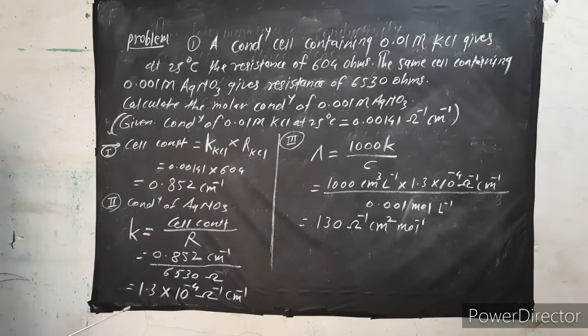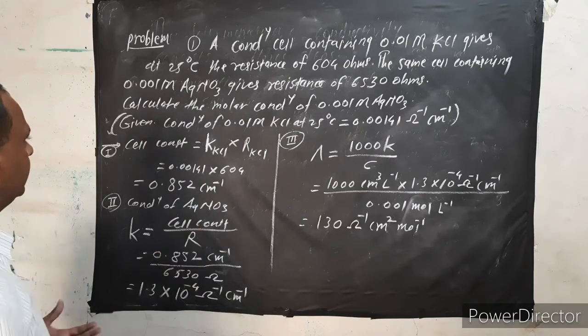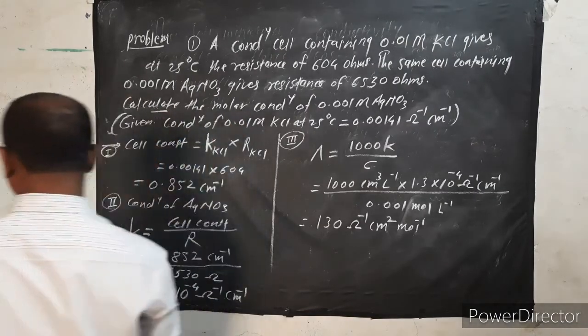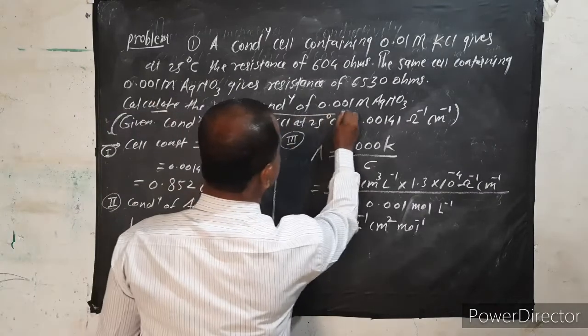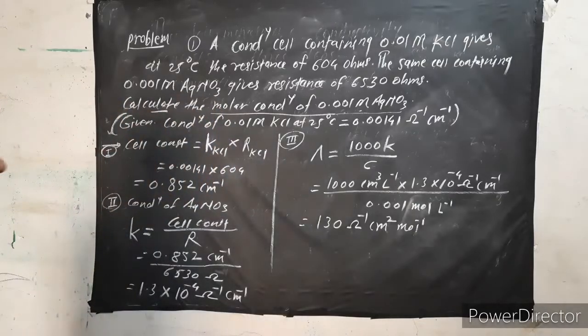Now, we have to first observe this problem carefully: what they have given and what we have to find out. Lastly, they have given it like this. What you have to calculate is the molar conductivity of the silver nitrate solution.